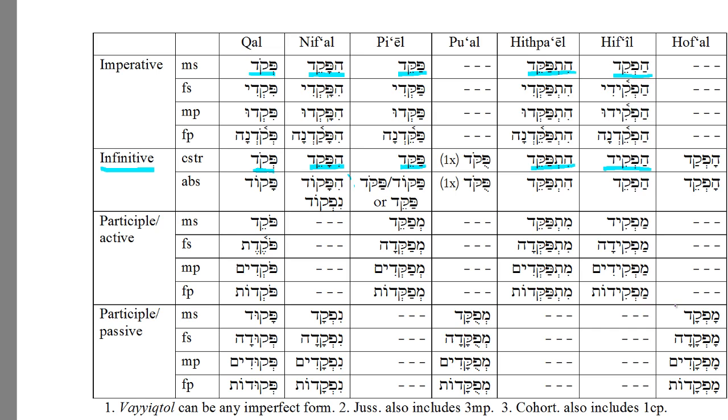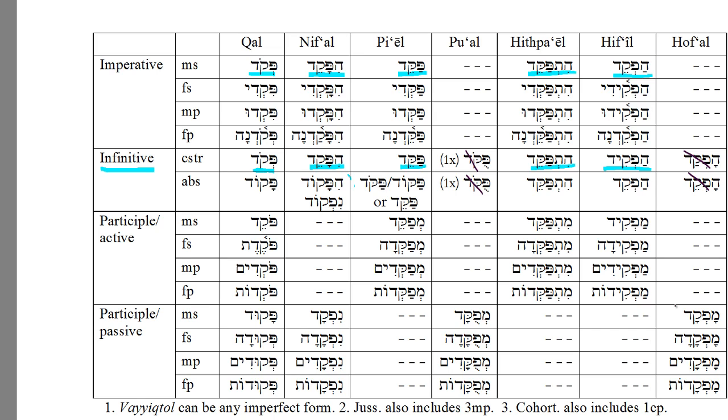And then the Hofal infinitives are so rare that we're not even going to worry about them in either form. Likewise, the Pual infinitive construct and infinitive absolute are so rare. There's only one example of each in the entire Bible, so we're not going to worry about these too much, although they're not too difficult to figure out.